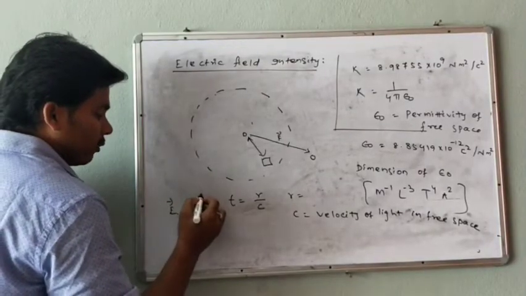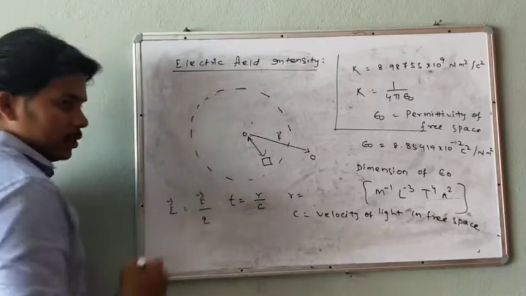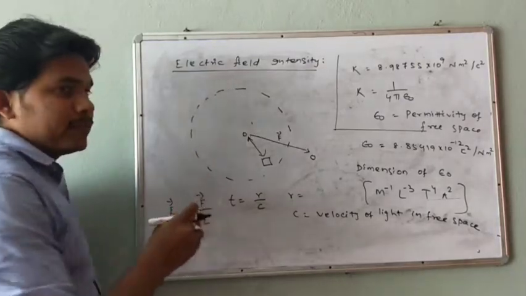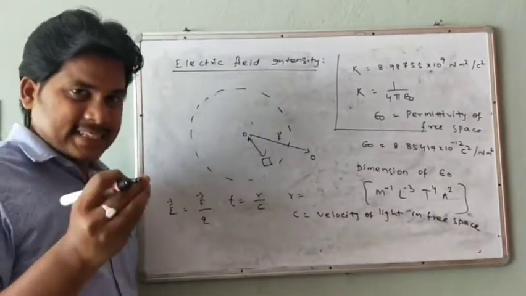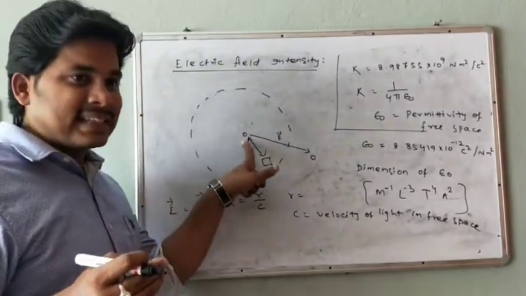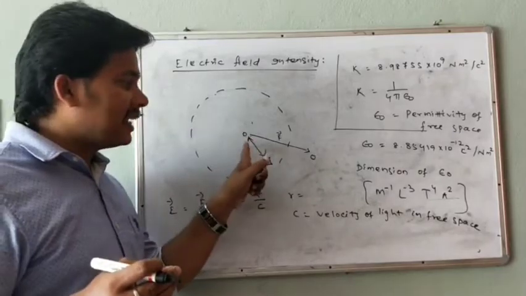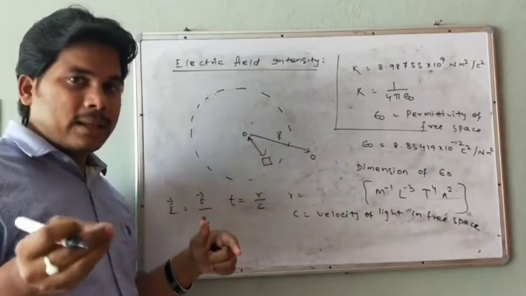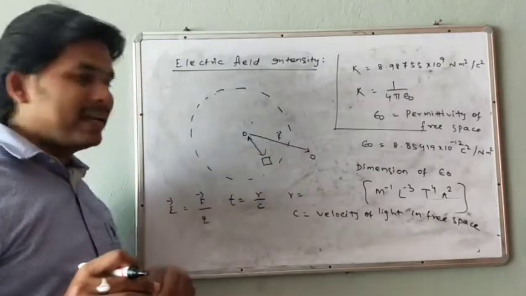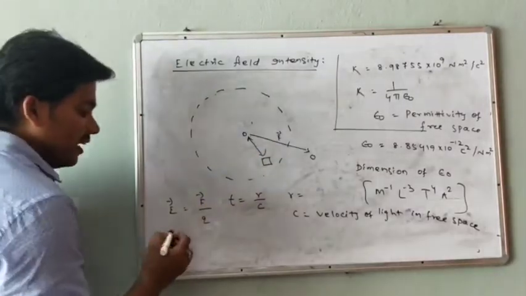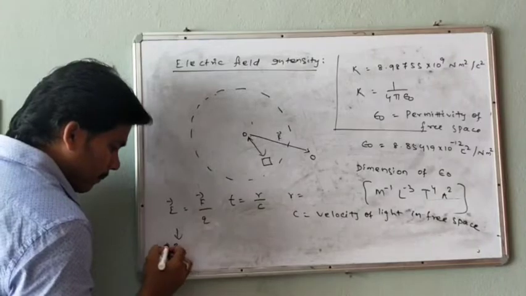Or simply we can say E vector equal to F vector by Q. This F is the force required to move the charge, and this Q is the test charge. This charge is used for testing the electric field intensity, that's why it is called the test charge, and electric field intensity is a vector quantity.